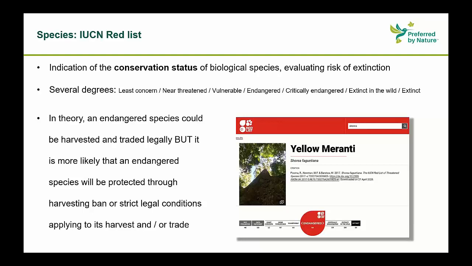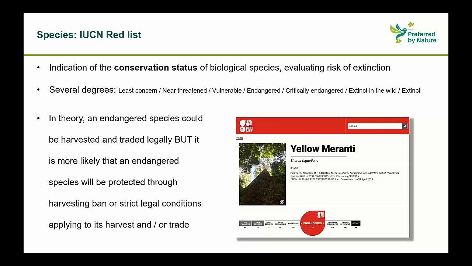A few words on the IUCN status. It's very important to keep in mind that the IUCN status is a scientific indication of the conservation status of biological species. So it's basically evaluating the risk of extinction, and it can grant several levels, which range from least concern to extinct in the wild and extinct. In theory, an endangered species, even critically endangered, could be harvested and traded legally, right? It's not very connected. The degree of conservation and the fact that a species can be legally harvested and traded are different.